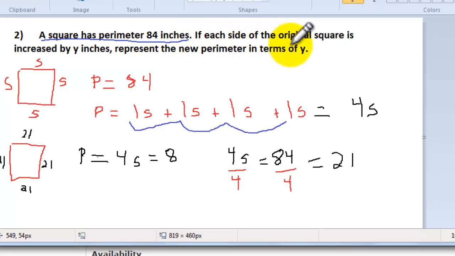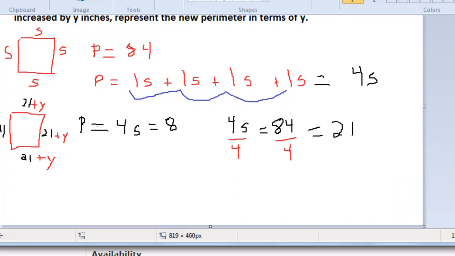And then, if each side of the original square is increased by y, represent the new perimeter in terms of y. So we've seen this before. Each side is increased by y. So we're going to add a little plus y there. And we're going to do just what we did before. That's a 21, although it looks funny. And that's plus y there. So let me move this down. We're going to do 21 plus y, because that's one of the sides.